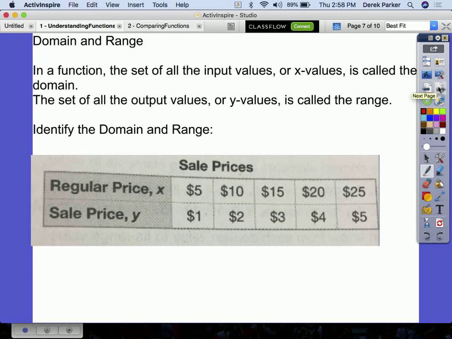Domain and range. In a function, the set of all the input values or x values is called the domain. The set of all the output values or y values is called the range. In this case, identify the domain and range. It would be the regular price, the x value, would be your domain, and the sales price, the dependent, the y value, would be your range.